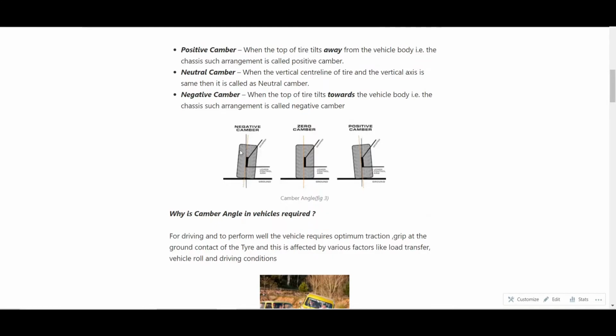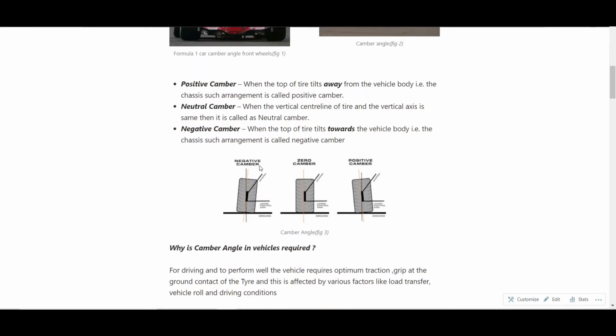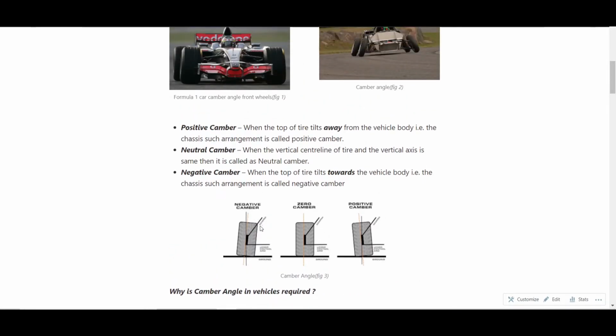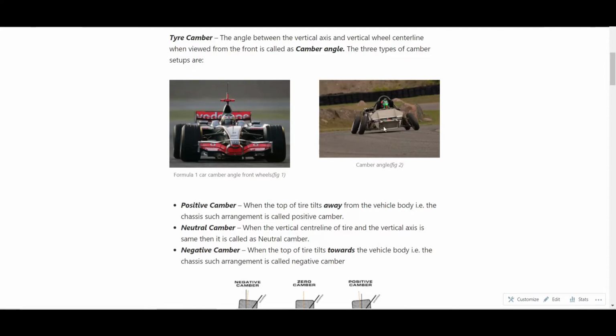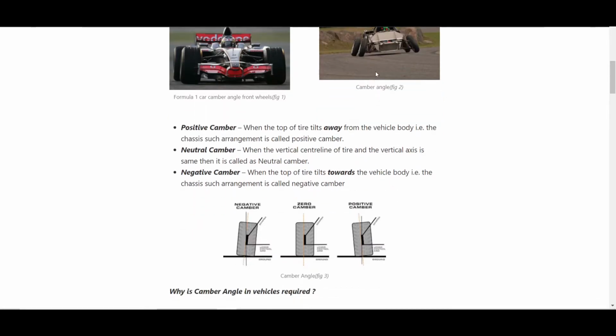Now, what is negative camber? If the car tire is slightly inclined towards the driver or towards the chassis, then it is said to have negative camber. As you can see in this image, the tire is slightly inclined towards the driver, or we can say towards the chassis. Then it is called negative camber. Okay. Now, what is zero camber or neutral camber? When the tire is purely vertical, or the vertical wheel center line and the vertical axis are in line, then the tire is said to have a zero camber or neutral camber.